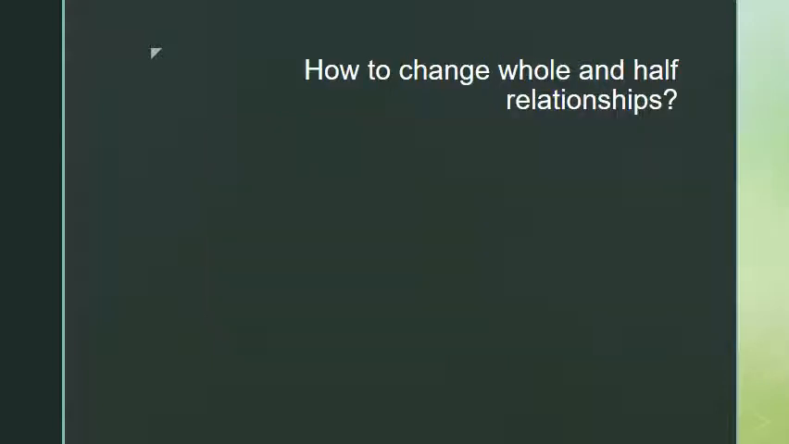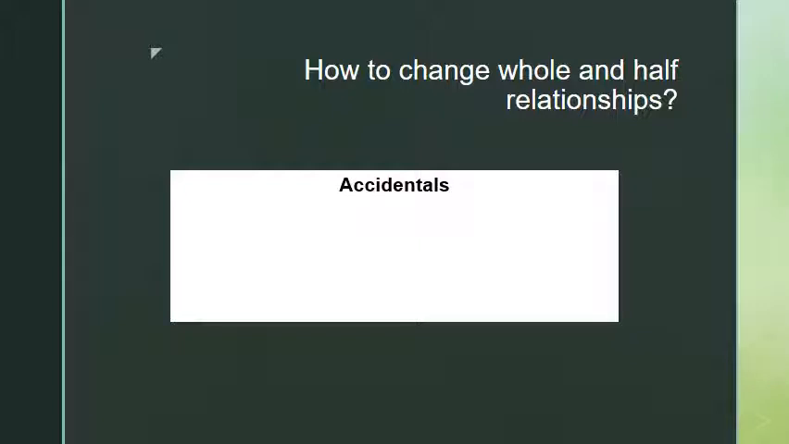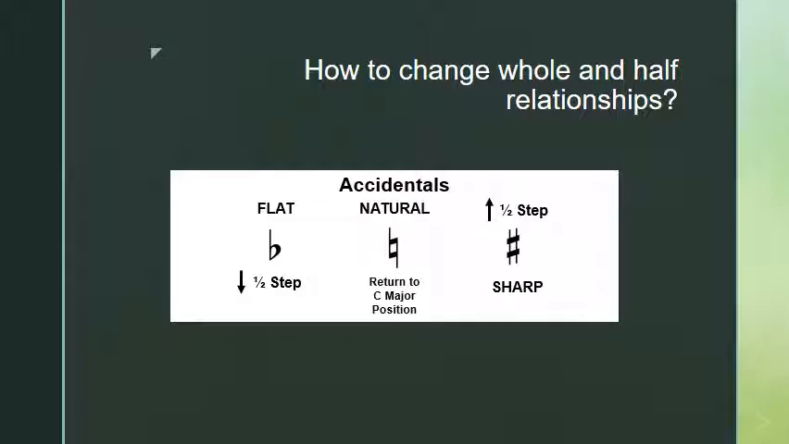If we needed to indicate to a musician to change the distance between certain notes, how could we do that? This is where we can use accidentals. Accidentals are used to change notes from their C major position. There are flats that lower a note by a half step, and there are sharps that raise a note by a half step. And a natural would return a note back to the original C major position.